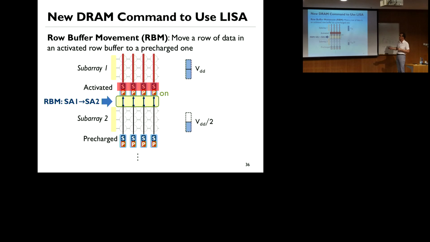How do you do that? You basically turn on the isolation transistors with this command. And because of charge sharing, these sense amplifiers sense the charge and amplify it, and they basically copy whatever is here into themselves. That's the idea over here. Now, this row that was sensed is also in these sense amplifiers, so you can copy it into the next subarray, or into the next subarray, and so on.